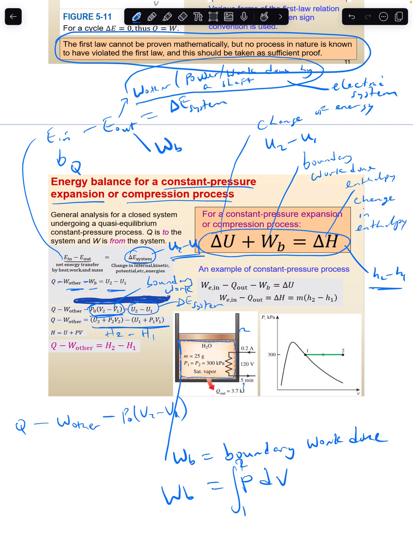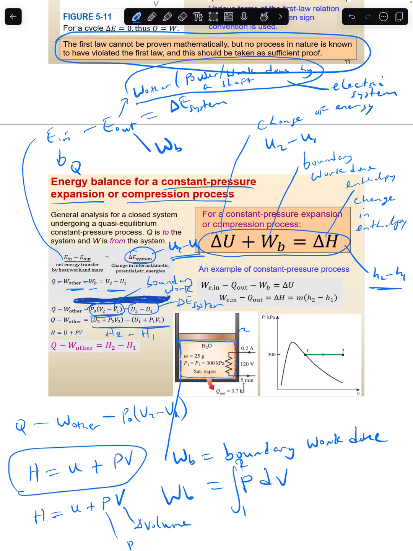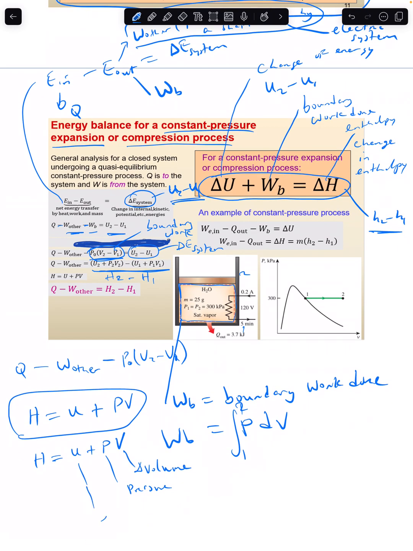And it is true to say that enthalpy is equal to internal energy plus pressure times volume. So that is the meaning of enthalpy. So whenever you see enthalpy, we can say that it was energy plus pressure times volume. So this is volume, this is pressure, this is energy.